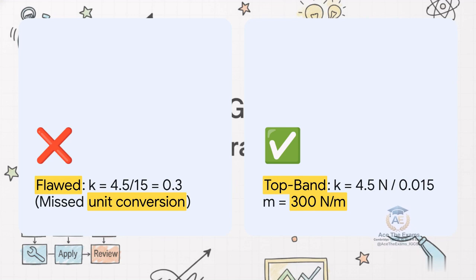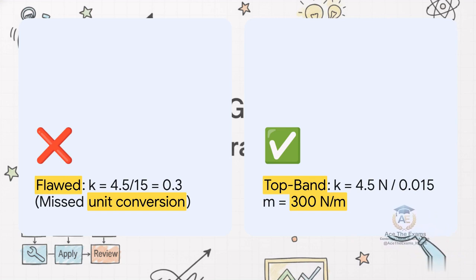Here is that painful learner mistake in action. A student writes out k equals 4.5 divided by 15, which gives them an answer of 0.3. They feel great about it, but they just scored a flat 0. Why? Because they completely missed the basic standard unit conversion from millimeters to meters. Now compare that to an examiner-approved calculation. Force is 4.5 newtons, extension is explicitly converted to 0.015 meters, yielding 300 newtons per meter.